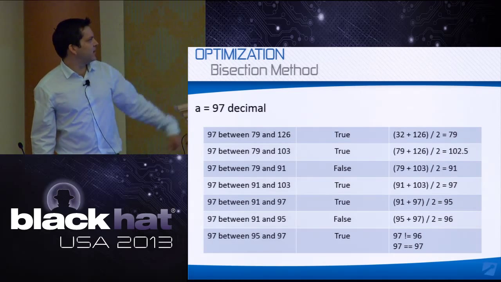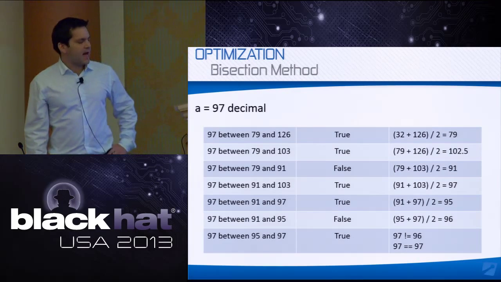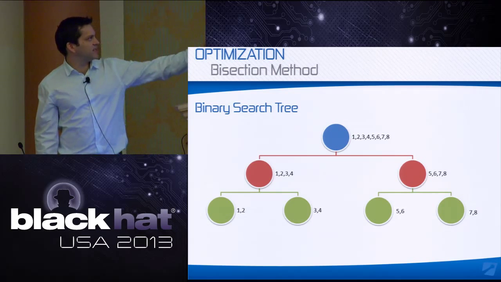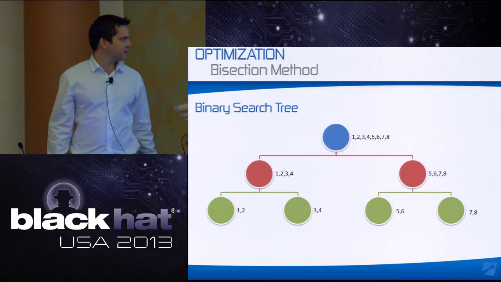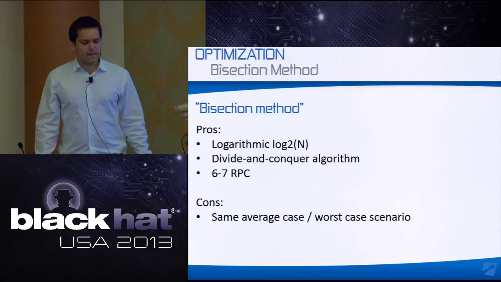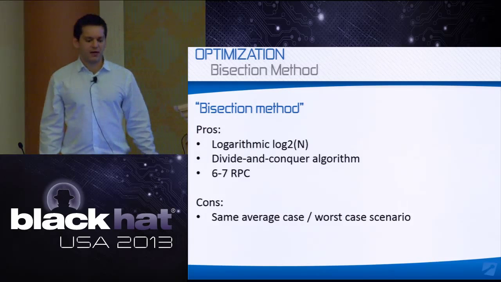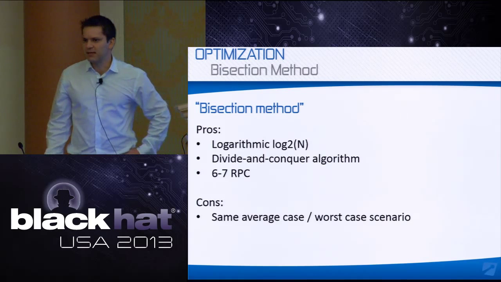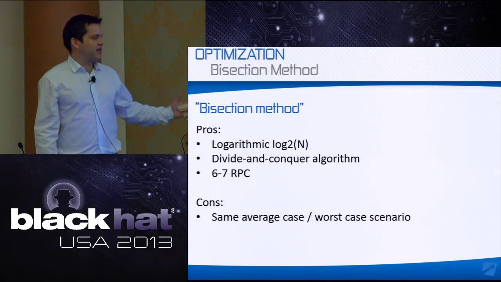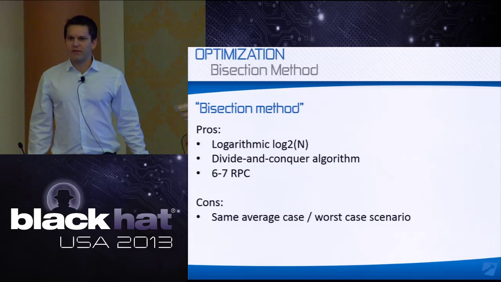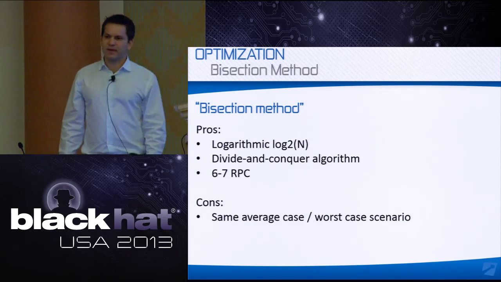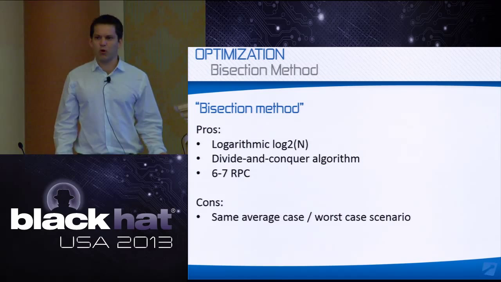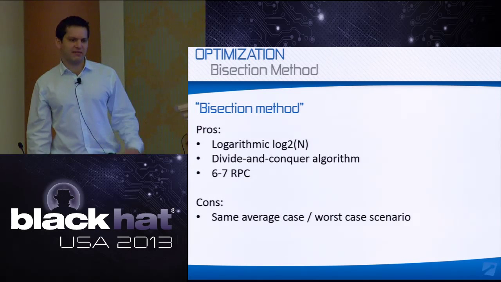It's kind of what it looks like in action. So a little graph of how we split the set in half and then check each side. So the pros of the binary search is that it's very effective and it's very easy to implement. It usually has around 6 or 7 requests per character. One of the cons about it is that its best case scenario is kind of the same as its average and worst case. It doesn't vary much.